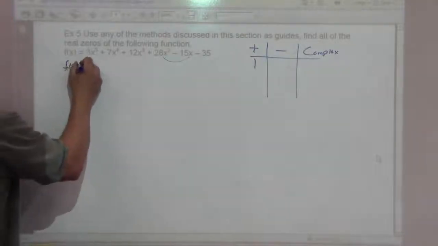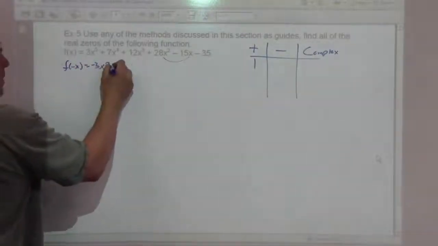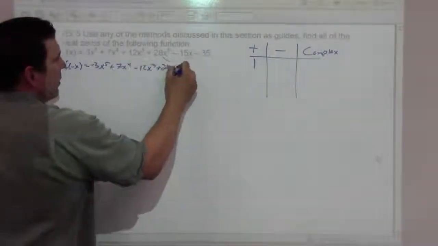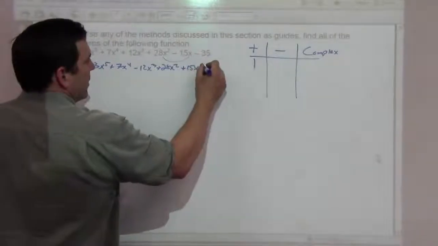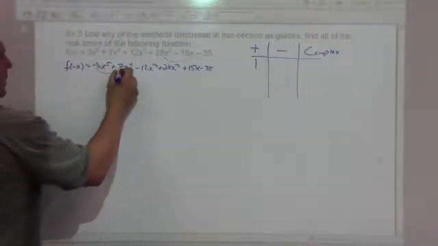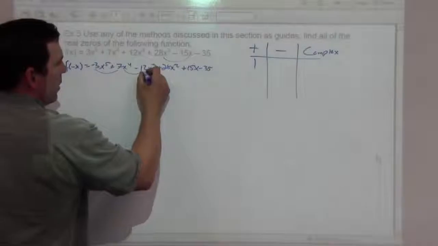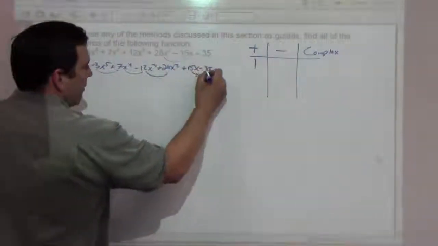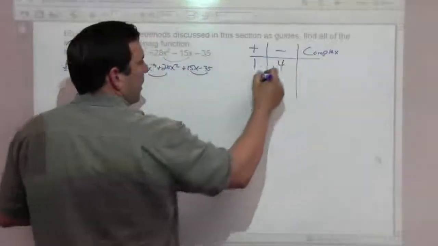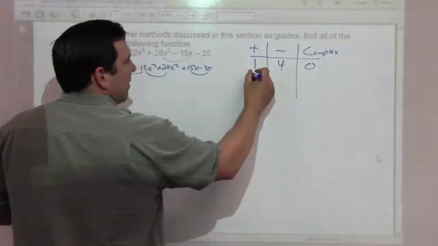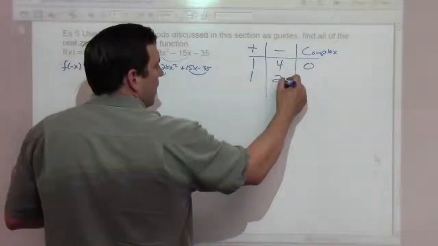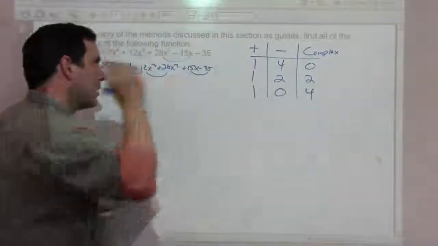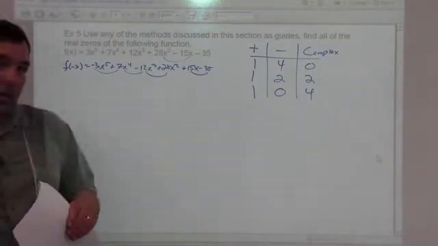F of negative x is going to be negative 3x to the fifth plus 7x to the fourth minus 12x cubed plus 28x squared plus 15x minus 35. That's going to be one sign change, two sign changes, three sign changes, four sign changes. So we could have four negatives and zero complex, one positive, two negatives and two complex, or one positive, zero negatives and four complex. In the last case, I'd be really sad if that happens that way.